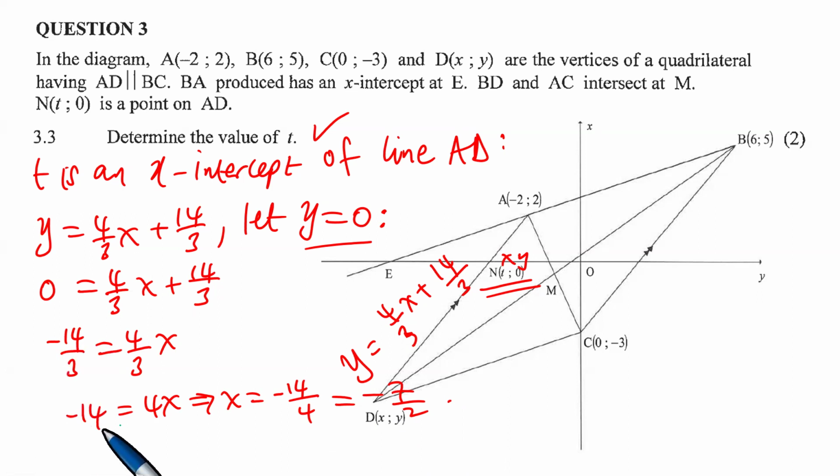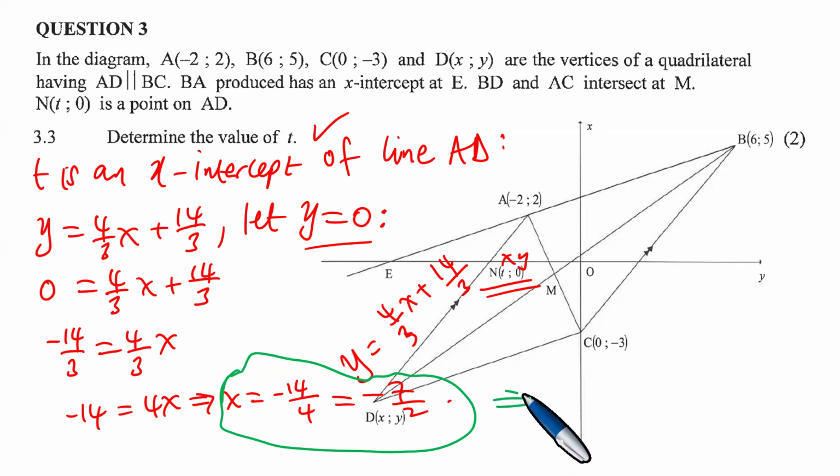Obviously, the implication therefore is that t is equal to minus 7 over 2, because this is x and x is t here. They said find the value of t. So t is exactly minus 7 over 2. Right, so we take note of that.